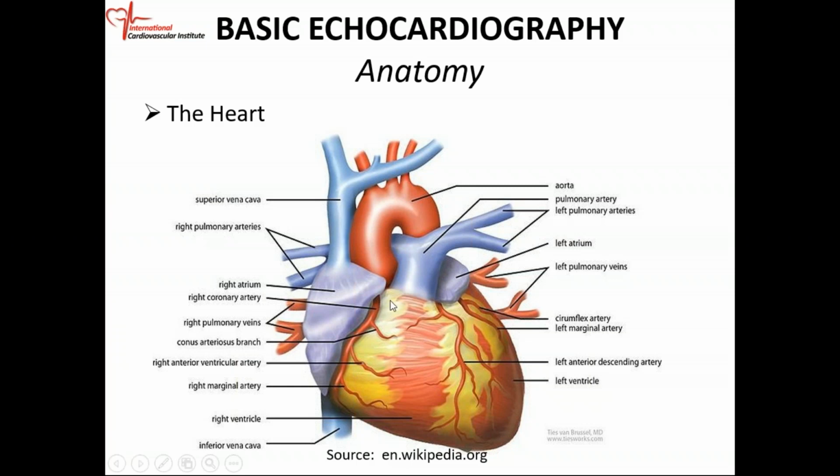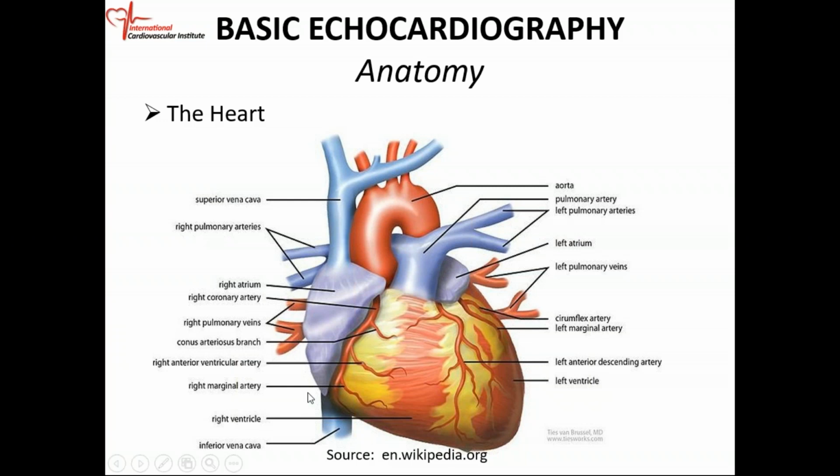These blood vessels that run on the surface of the heart come from the aorta. When we do a little bit more anatomy, you will have a better sense as to where in the aorta they come from. Okay, so this is what the heart looks like.